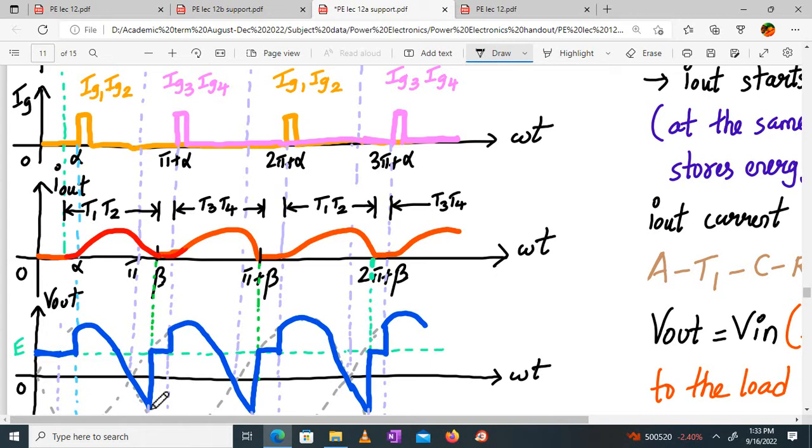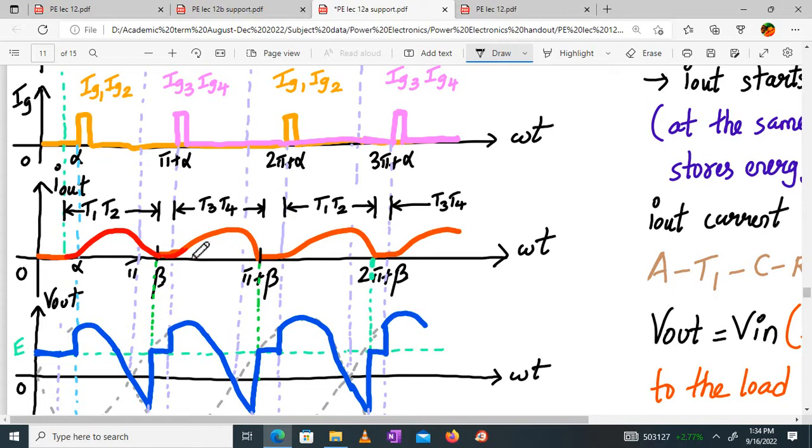T1 और T2 reverse bias की वजह से off हो गए. What about T3 and T4? T3 और T4 are in forward blocking mode, but trigger नहीं आया है, तो off रहेंगे. So between the period beta and pi plus alpha, all the transistors are off. ये ideal state है. Again, at pi plus alpha, T3 and T4 are triggered on.